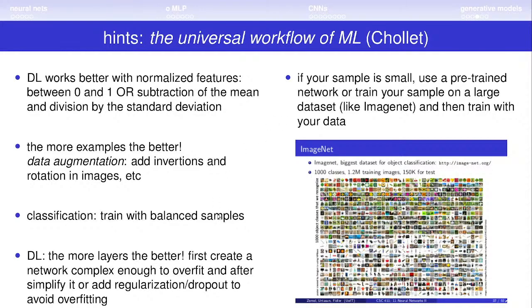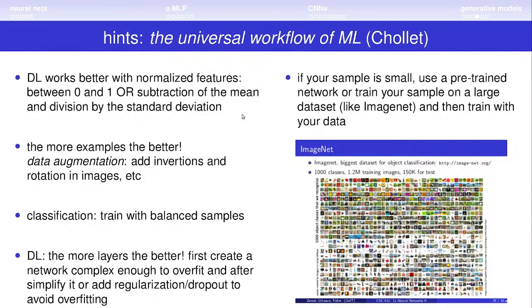Chollet, who is the author of my Bible, I will soon show his book to you. He presents what he calls the universal workflow of machine learning. I have already talked about it yesterday, but now I will mention it in the context of deep learning. Deep learning works better with normalized features, either between 0 and 1 or by the subtraction of the mean and division by the standard deviation.